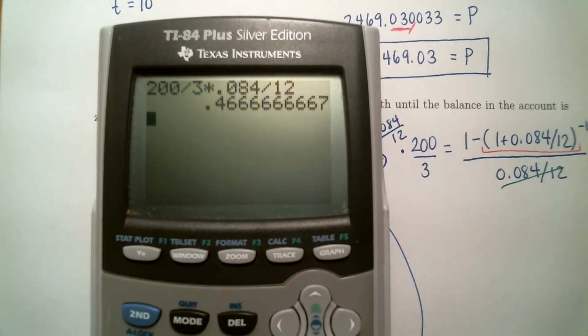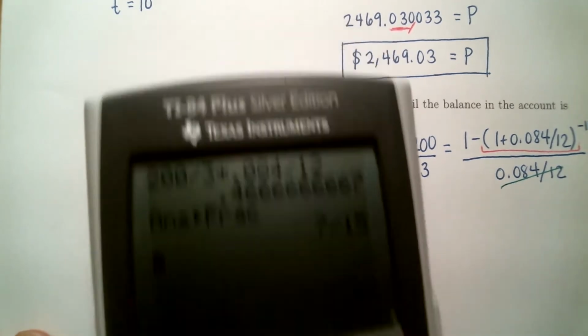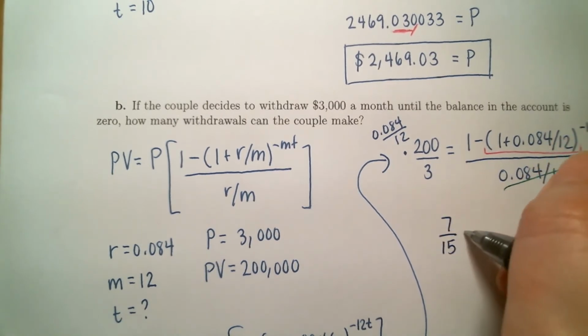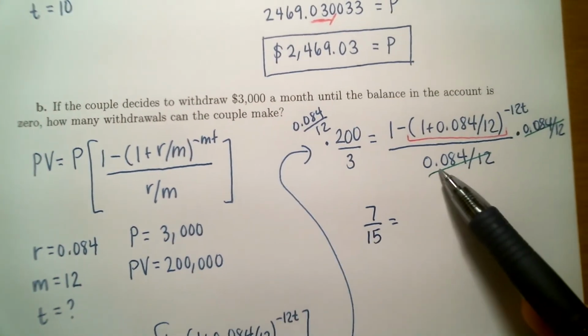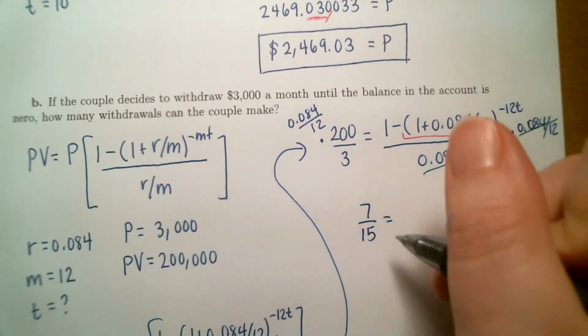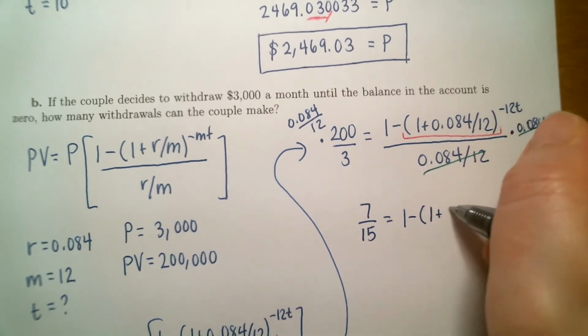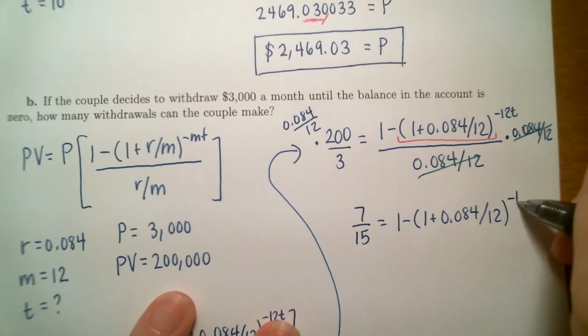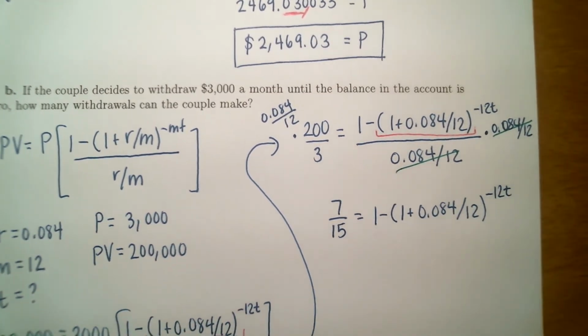Again, I got a nasty decimal. You can try to convert it to a fraction and see if you get something nice. So I'll do math, convert to fraction, and I actually got something nice. The left side is 7 over 15. So we're going to get 7 over 15 is equal to, this R over M canceled with the one that we multiplied by, 1 plus 0.084 divided by 12 to the negative 12t. So we're getting there.